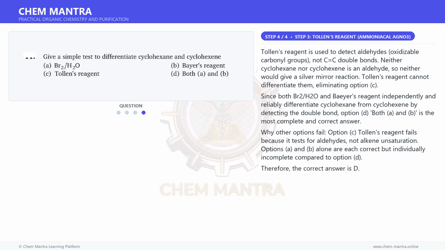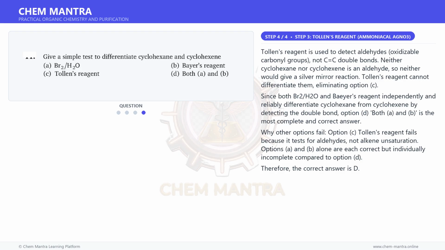Since both Br2/H2O and Baeyer's reagent independently and reliably differentiate cyclohexane from cyclohexene by detecting the double bond, option D, both A and B, is the most complete and correct answer.